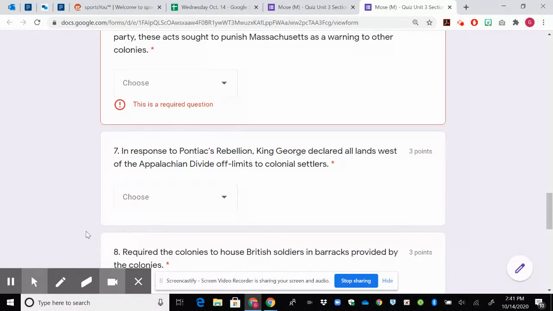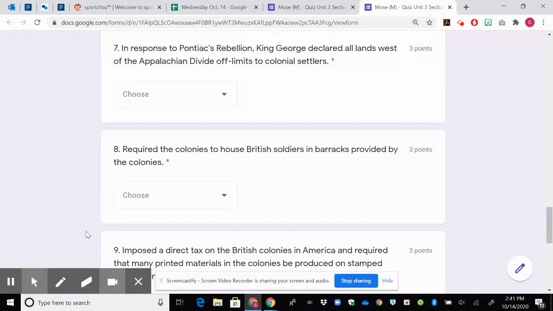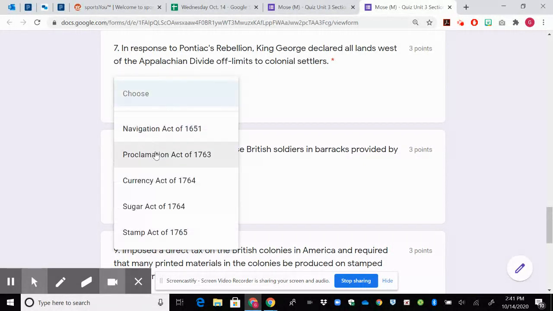Number 7, in response to Pontiac's rebellion, King George declared all lands west of the Appalachian Divide off limits to colonial settlers, so they could no longer settle west of the Appalachian Mountains. Navigation Act, Proclamation Act, Currency Act, Sugar Act, or Stamp Act.